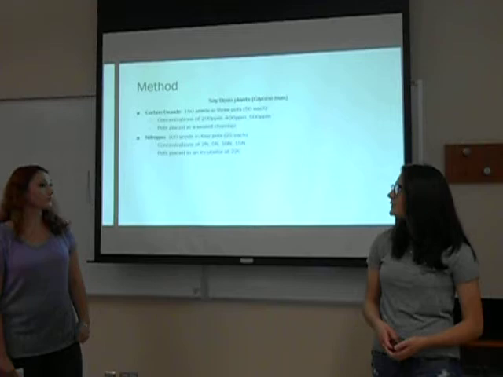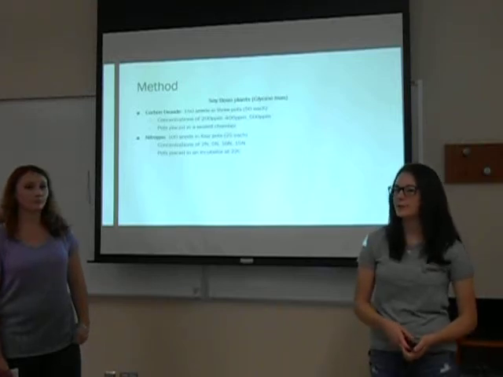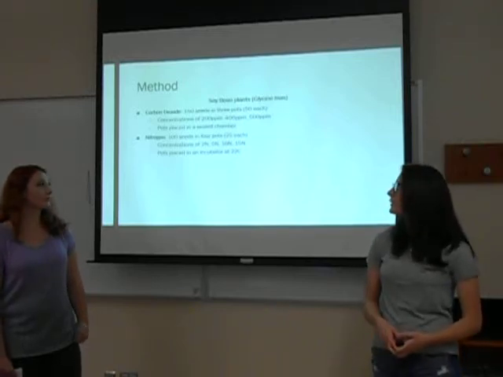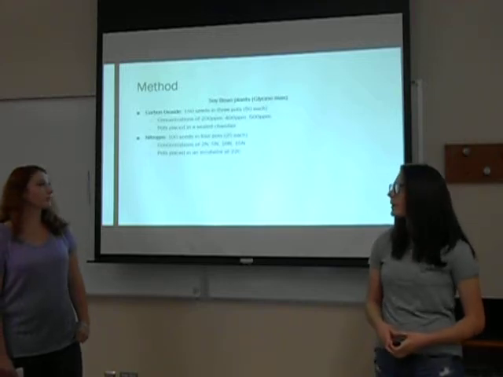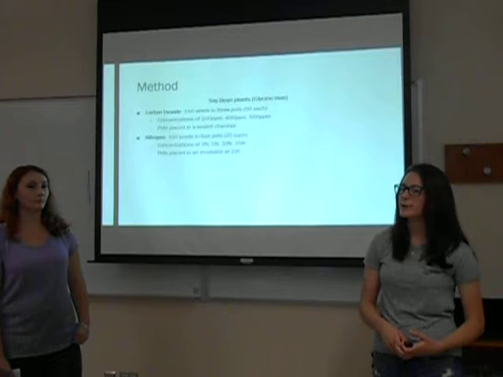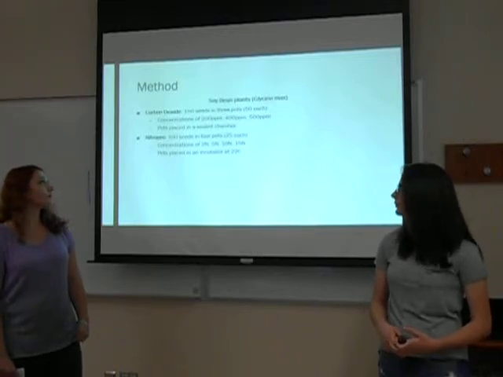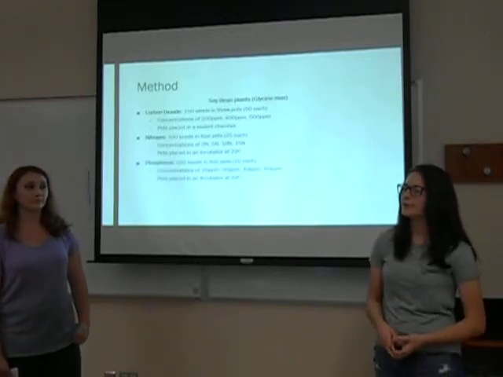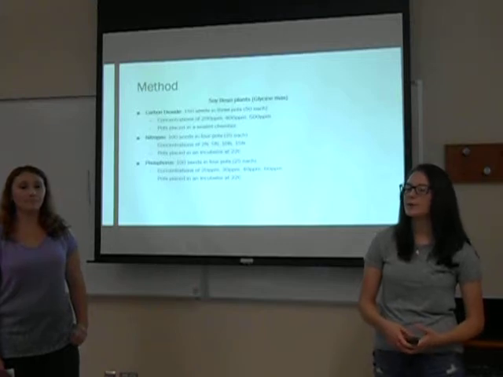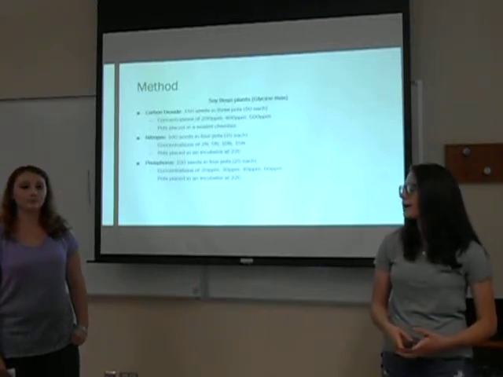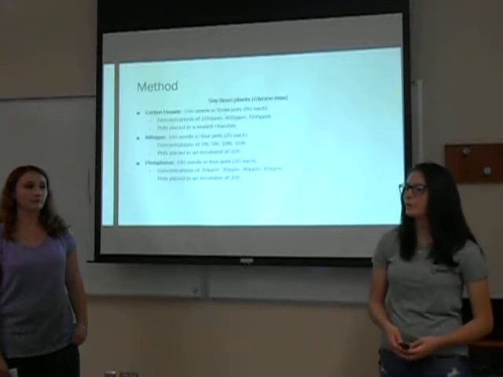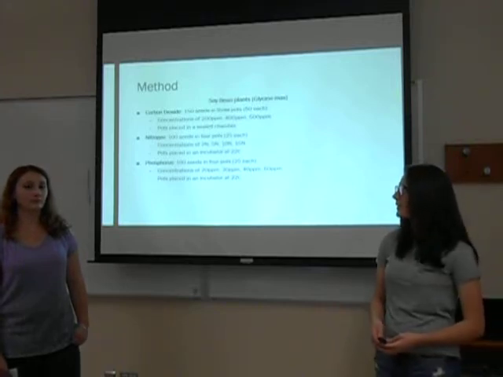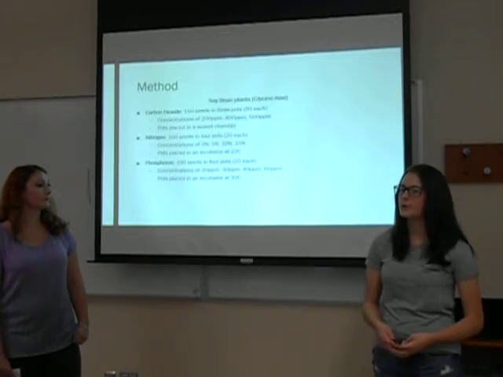For nitrogen, we want to use 100 seeds in 4 different pots, so that's 25 seeds in each pot, with concentrations of 2, 5, 10, and 15. And the pots will be placed in an incubator at 22 degrees Celsius. For phosphorus, it's very similar to the nitrogen, which we'll be using 100 seeds into 4 pots, which is 25 seeds each, with concentrations of 20, 30, 40, and 60 parts per million, and the pots will also be placed in an incubator at 22 degrees Celsius.